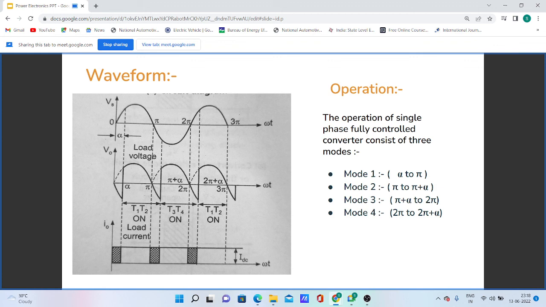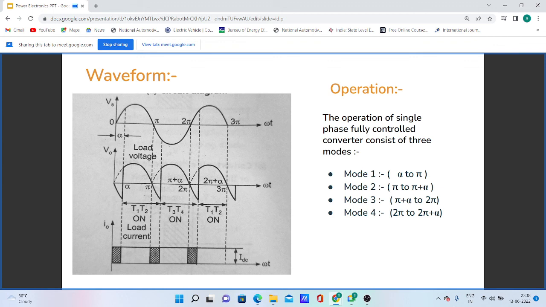Now we will see about mode 1, which is from alpha to pi. During the positive half cycle of the AC input voltage, the anode point is positive with respect to the cathode. Therefore, thyristors T1 and T2 are fired at omega t equals alpha. Thus, the average output voltage is equal to the instantaneous supply voltage. In this mode of operation, the shape of the load voltage is identical to that of the supply voltage.